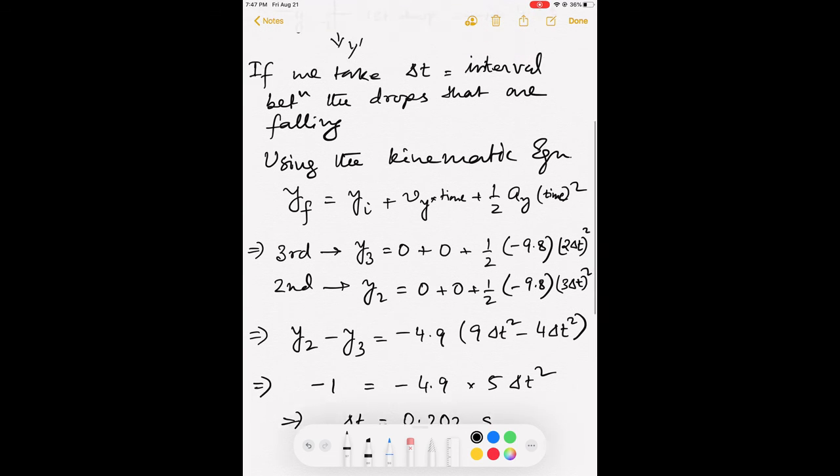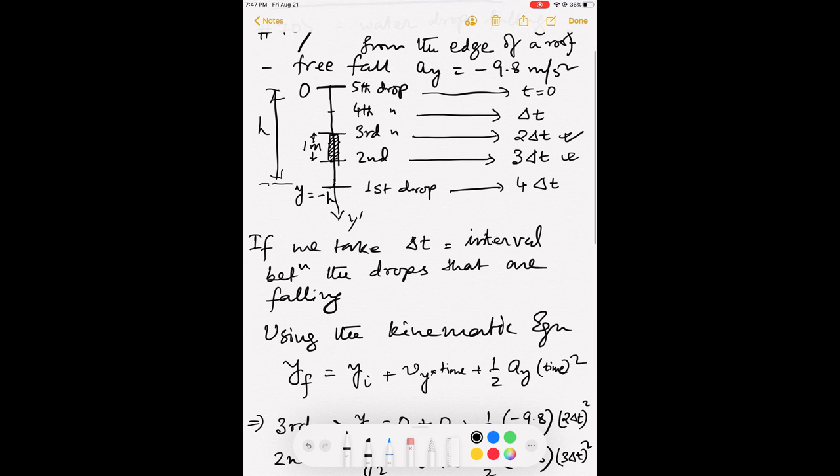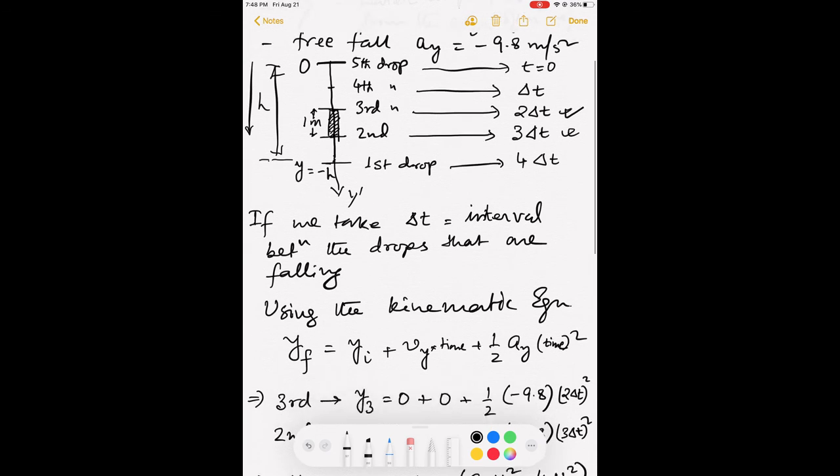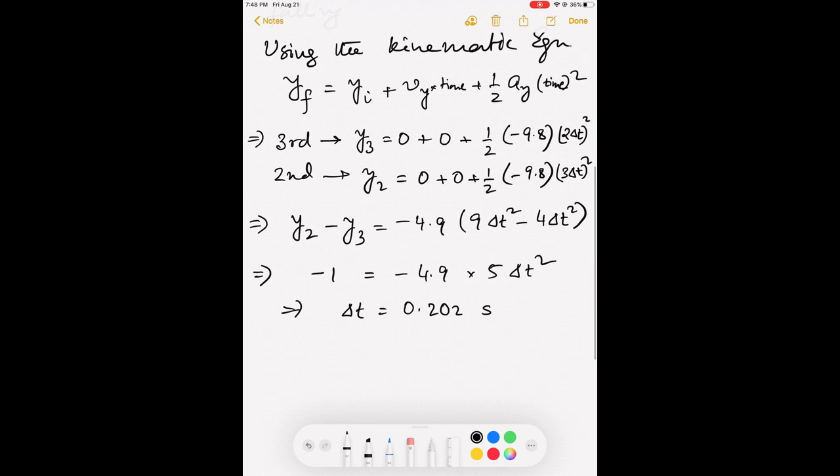This is quite crucial to understand the negative number here, because the second and the third are like consecutive droplets, and they are 1 meter apart, and we are using a negative number here because we are going to the negative y-axis. We have already discussed this before.